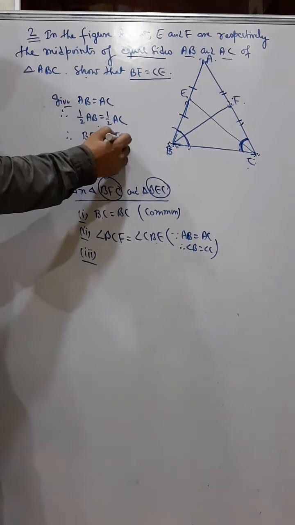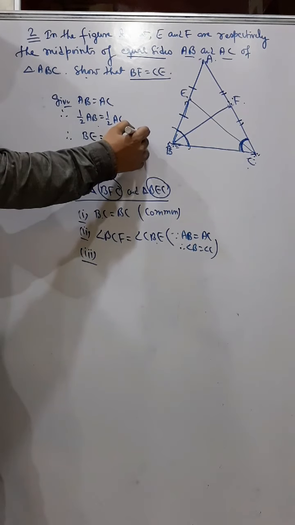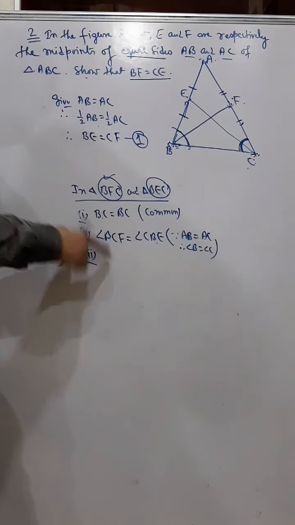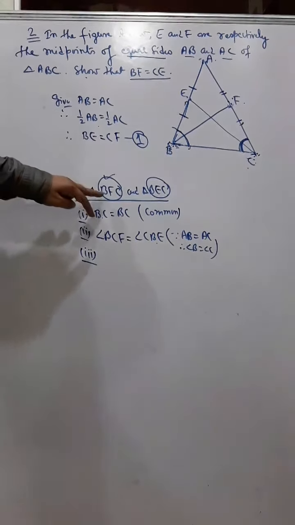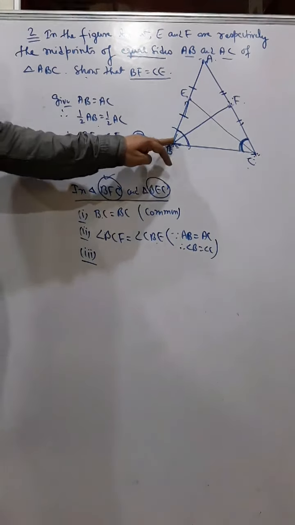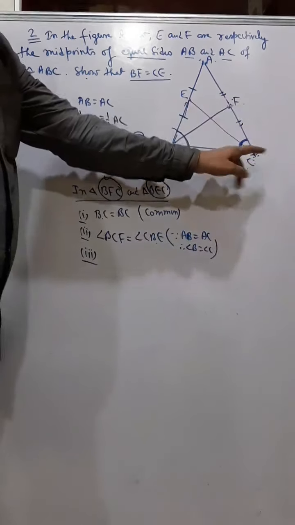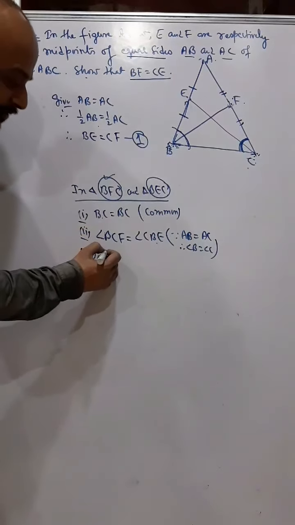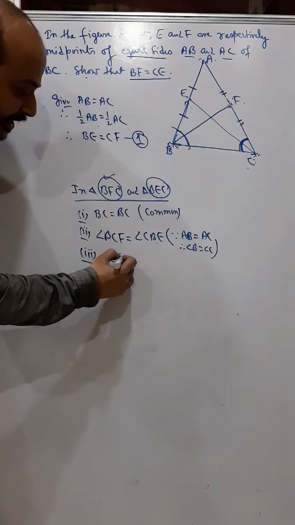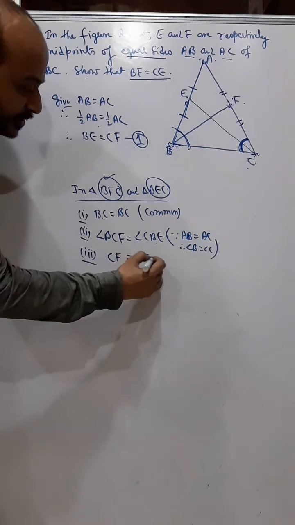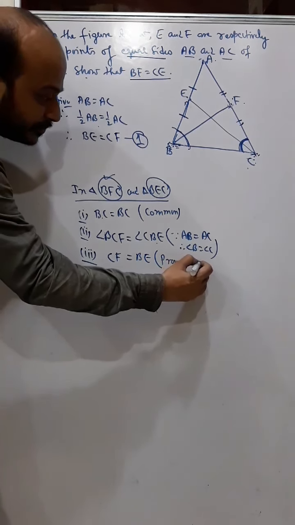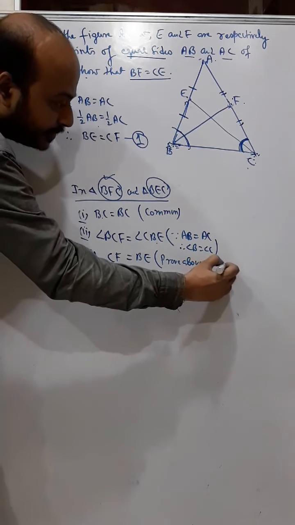So let it be number 1, like this. Now this we'll put it here. We are writing BFC first. So in triangle BFC we'll write CF equals to BE. So that will be my third point. CF is equal to BE, and what do we write here? We write proved above, proved above in number 1.